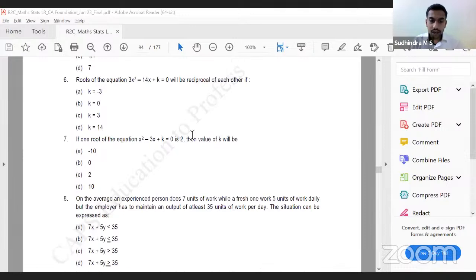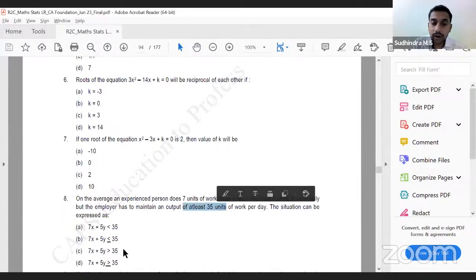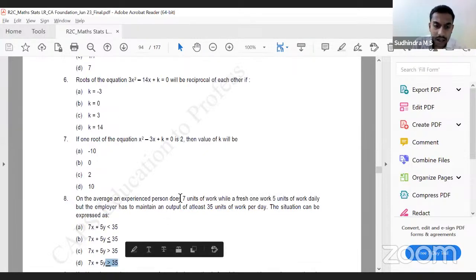On an average, an experienced person does 7 units of work, while a fresh one does 5 units of work daily, but the employer has to maintain an output of 35 units of work per day. The situation can be expressed as, option D: 7x plus 5y greater than or equal to 35. The question that we had done in the last class. At least 35, so it should be greater than or equal to 35. So option D only satisfies that.